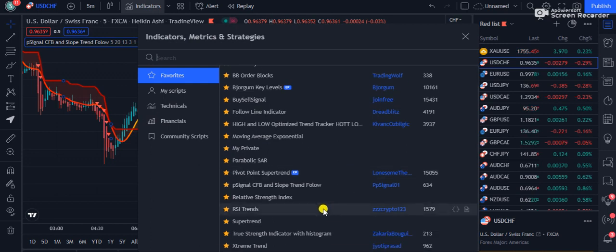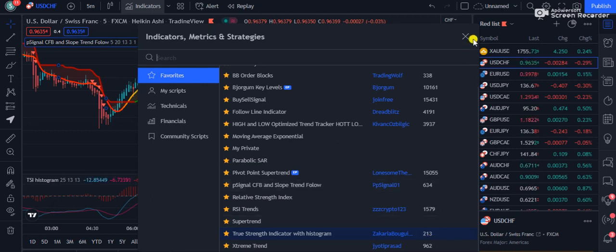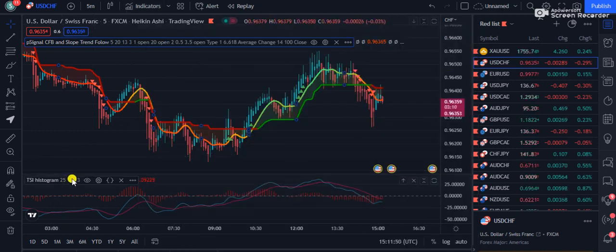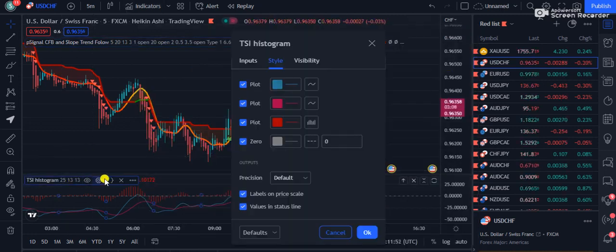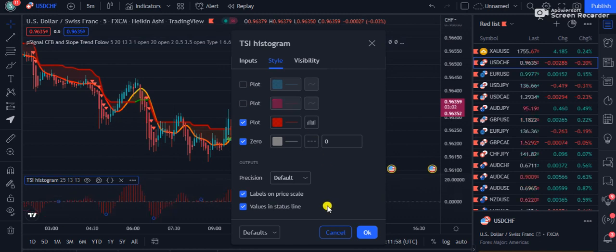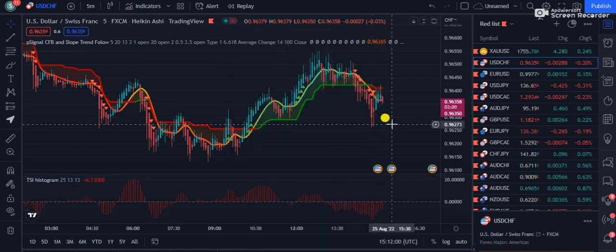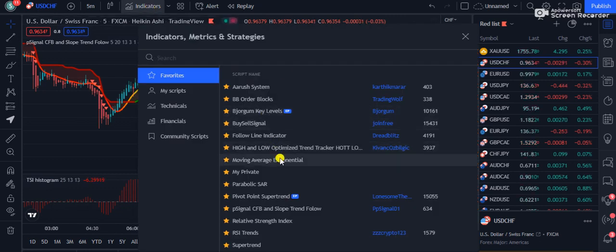The second indicator that we will be using in this strategy is true strength indicator with histogram, and that is by Zakaria, okay? So only 213 traders are using this indicator. Now we also need a change in this setup. We are going inside the style section, and we want to uncheck the first two plots, right? Okay, so the histogram is ready.